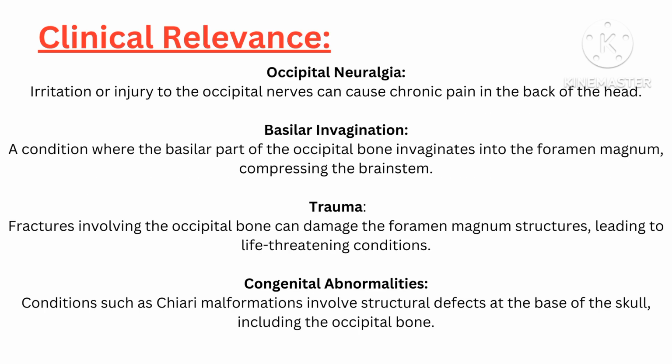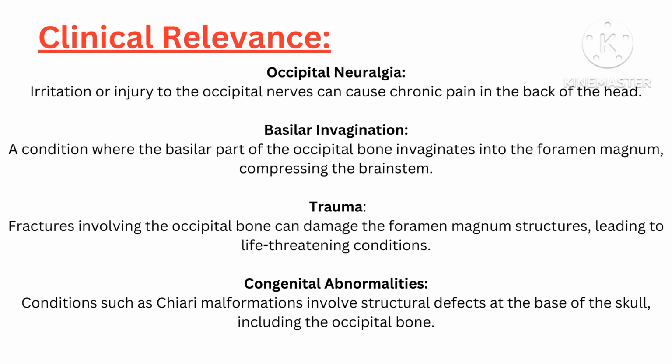Clinical relevance. Occipital neuralgia. Irritation or injury to the occipital nerves can cause chronic pain in the back of the head. Basilar invagination. A condition where the basilar part of the occipital bone invaginates into the foramen magnum, compressing the brainstem. Trauma. Fractures involving the occipital bone can damage the foramen magnum structures, leading to life-threatening conditions. Congenital abnormalities. Conditions such as Chiari malformations involve structural defects at the base of the skull, including the occipital bone.